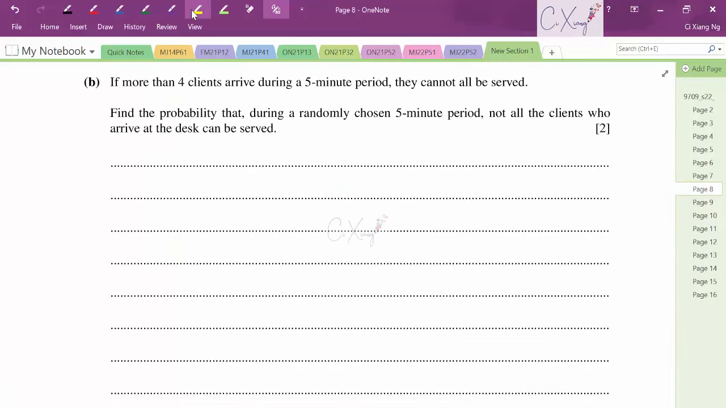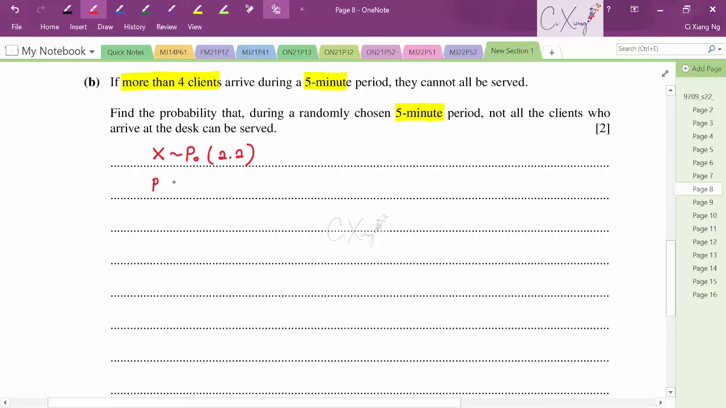So for part B, they are saying that if more than 4 clients arrive in a 5-minute period, they cannot all be served. That means more than 4 clients cannot all be served. Okay, so find the probability that during a randomly chosen 5-minute period, so still the same interval, not all the clients who arrive at the desk can be served. So again, we come back to the 5-minute period. So we are having the Poisson distribution with the mean equal to 2.2. This is for 5 minutes.